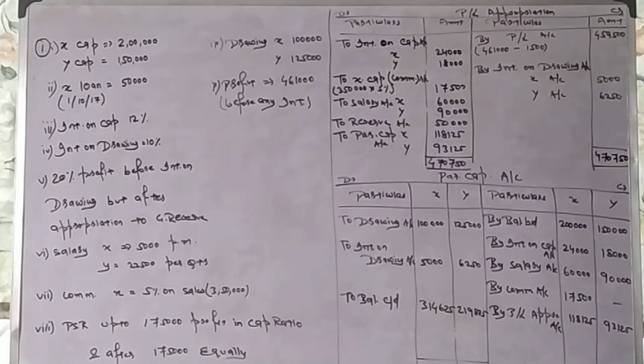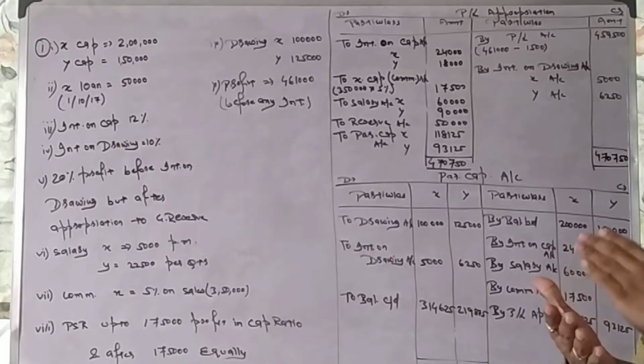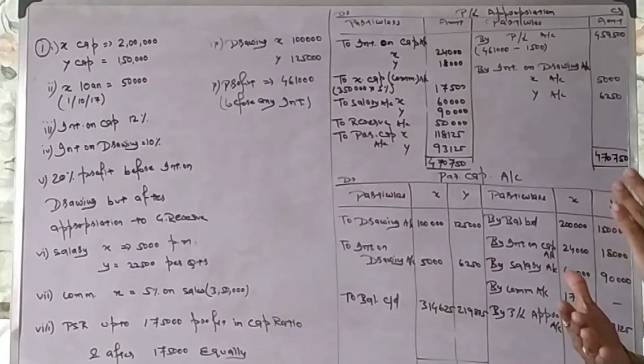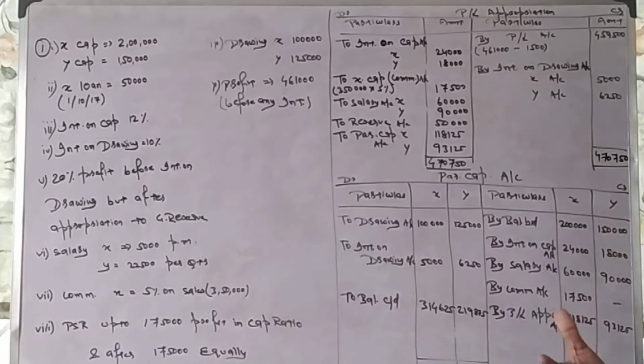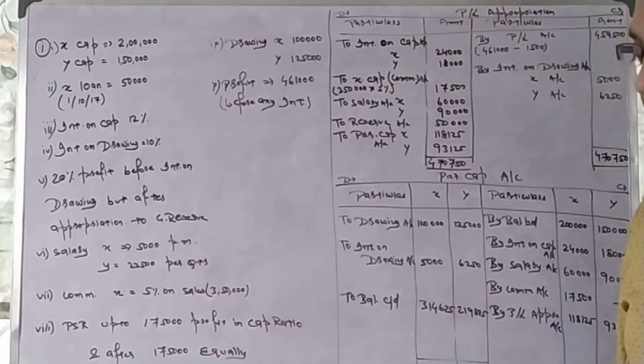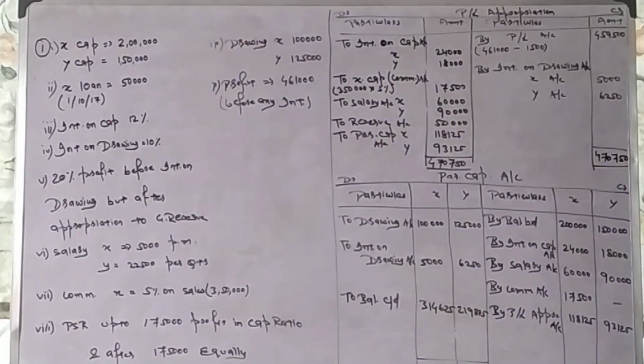It will come to 2,11,250. Now up to 1,75,000, it will be divided in capital ratio. That means 1,75,000 will be divided in 2:1.5 ratio.